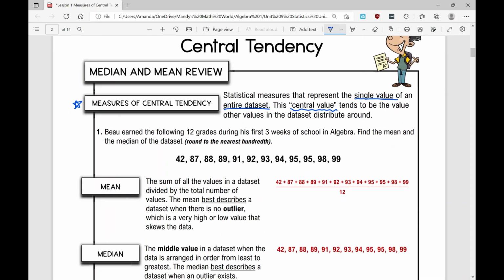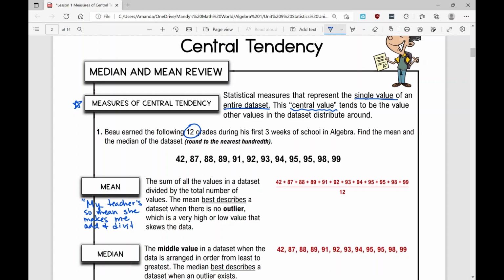The mean is the sum of all the values in a data set divided by the total number of values. That means I'm going to add all the numbers and divide by however many numbers there are, and there are 12. So how can I remember that? There are a bunch of ways that you can remember this. I like to say, my teacher's so mean, she makes me add and divide. So I'm going to write that down. My teacher's so mean, she makes me add and divide.